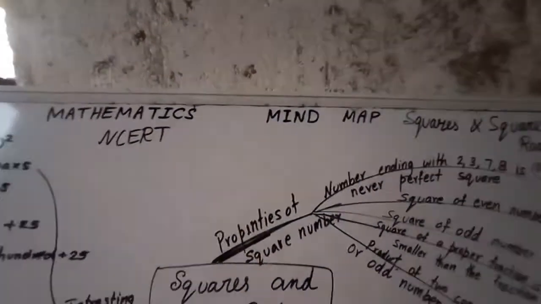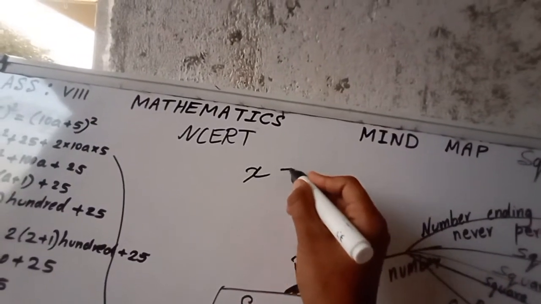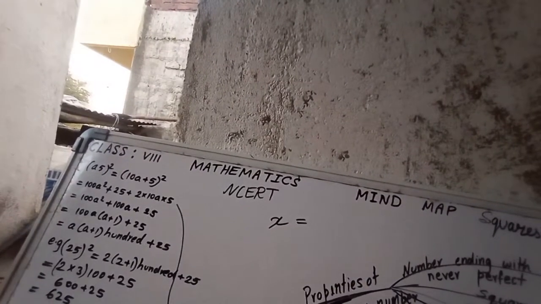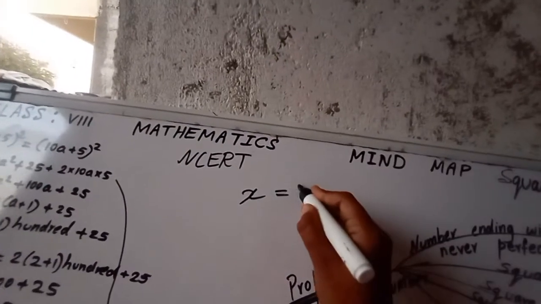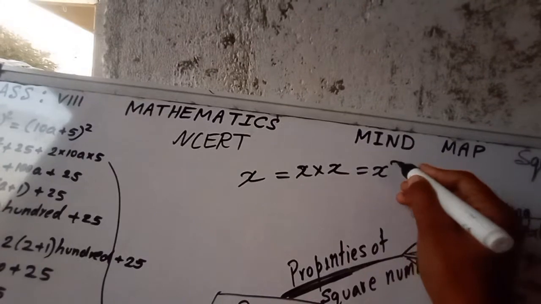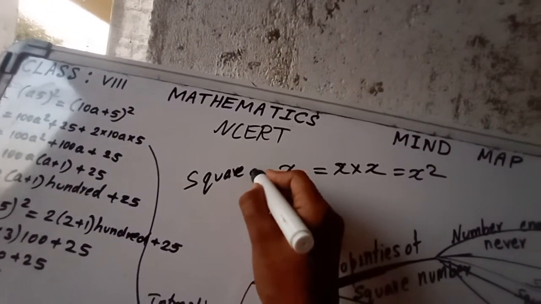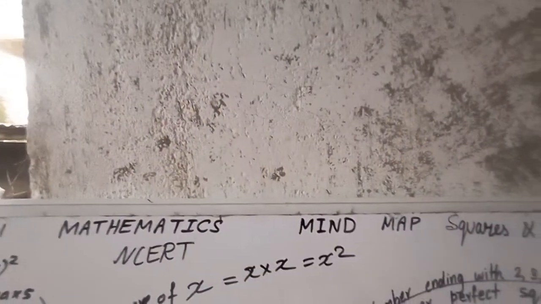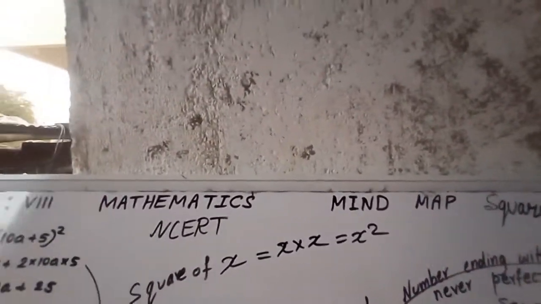Means the square of x, if you take it, then what you have to do? You have to take the product of the number with itself, means x into x. Square of a number, you can write it as x square. So square of x can be written as x into x is equal to x square. We can denote it by x square.